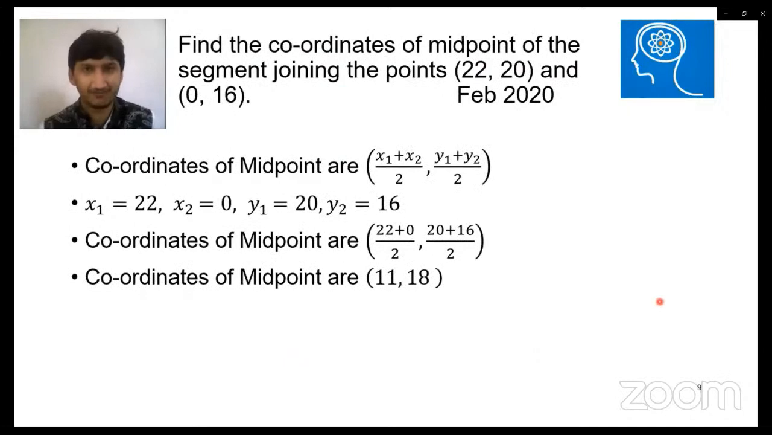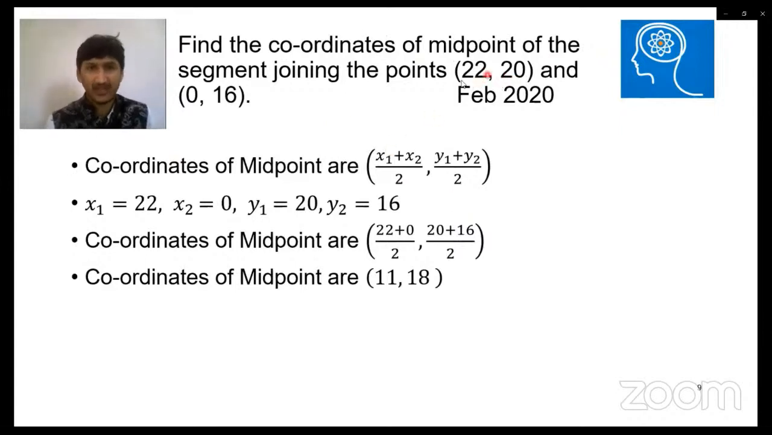Another question that came in February 2020. You have to find the coordinates of the midpoint of the segment joining the points (22, 20) and (0, 16). आपल्याला इथे 2 पॉइंट्स दिलेले आहेत. या 2 पॉइंट्सला जे लाईन सेगमेंट जॉईन करणार आहे त्याचा आपल्याला मिड पॉइंट काढायचा आहे. So we know the formula for the midpoint, that is, coordinates of the midpoint are (x1 plus x2) divided by 2 and (y1 plus y2) divided by 2.